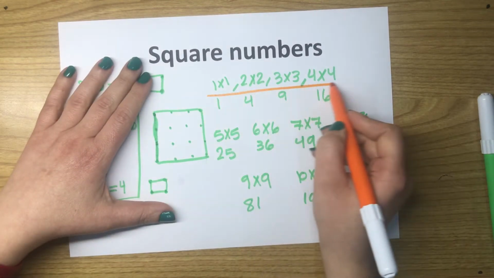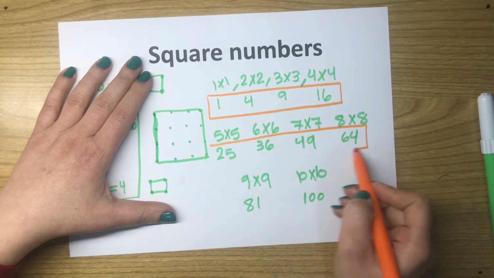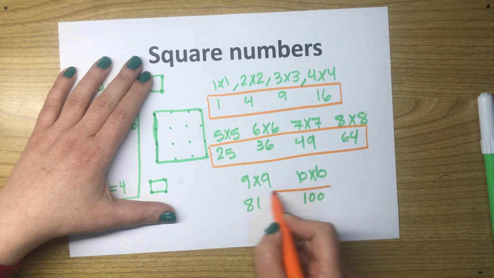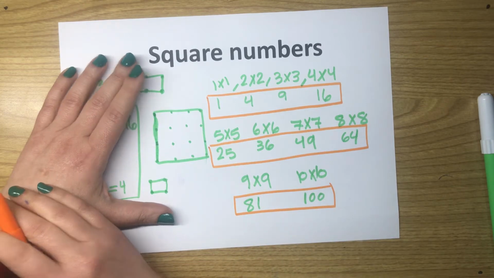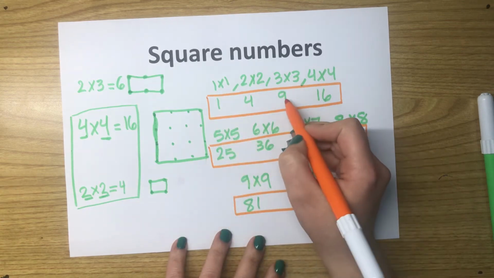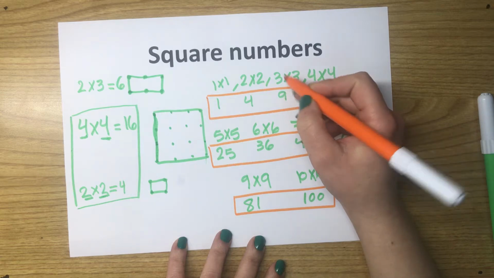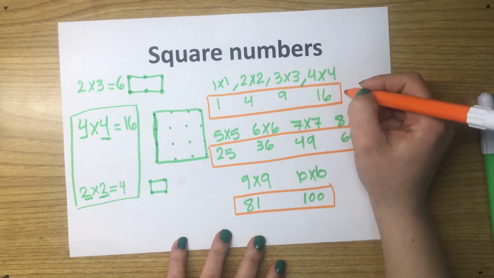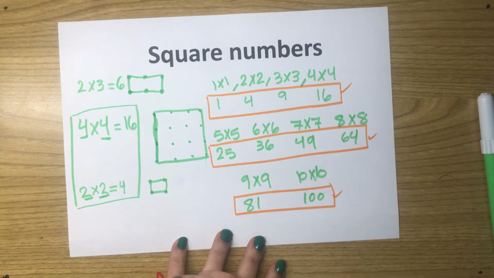Okay, so those numbers that I have highlighted are the square numbers. So a square number is not a number times itself, it's the answer of a number times itself. Those are the square numbers up to 100.